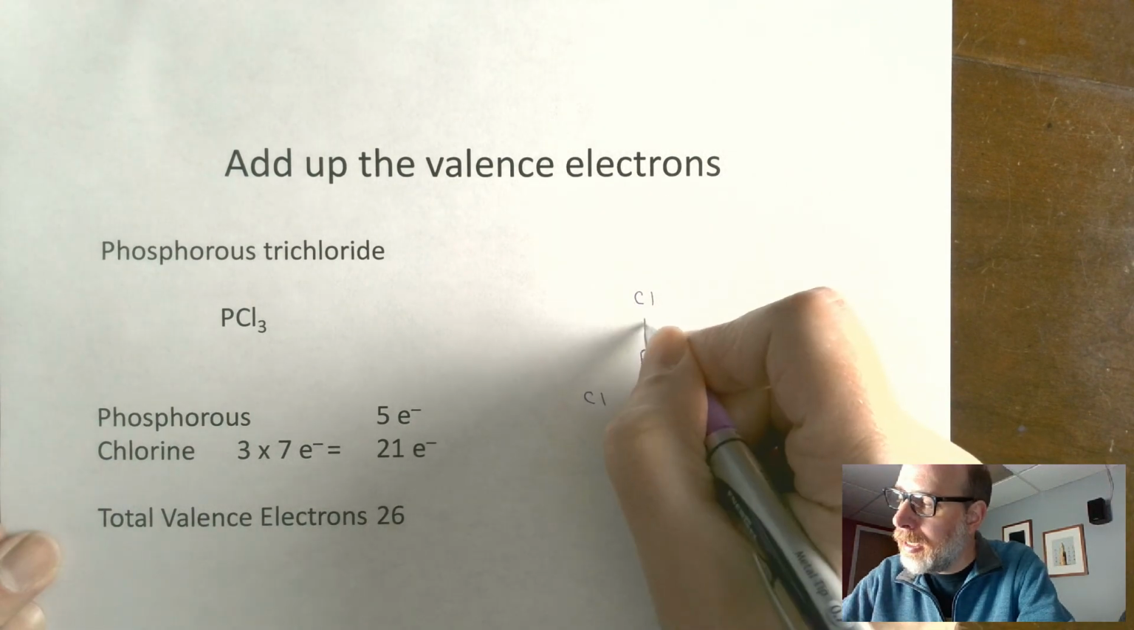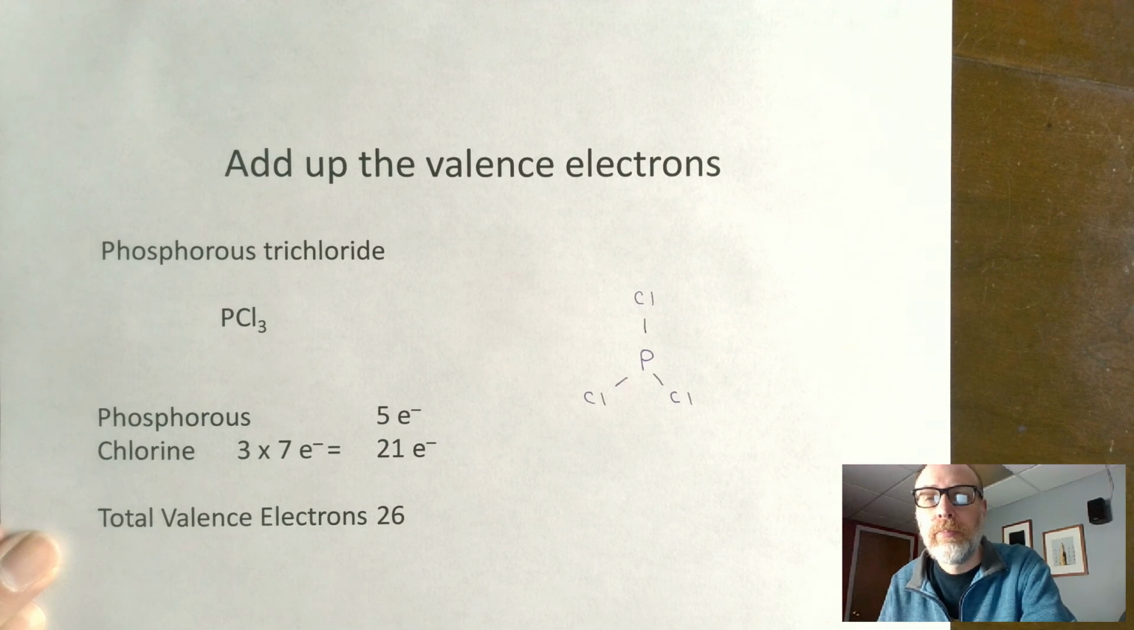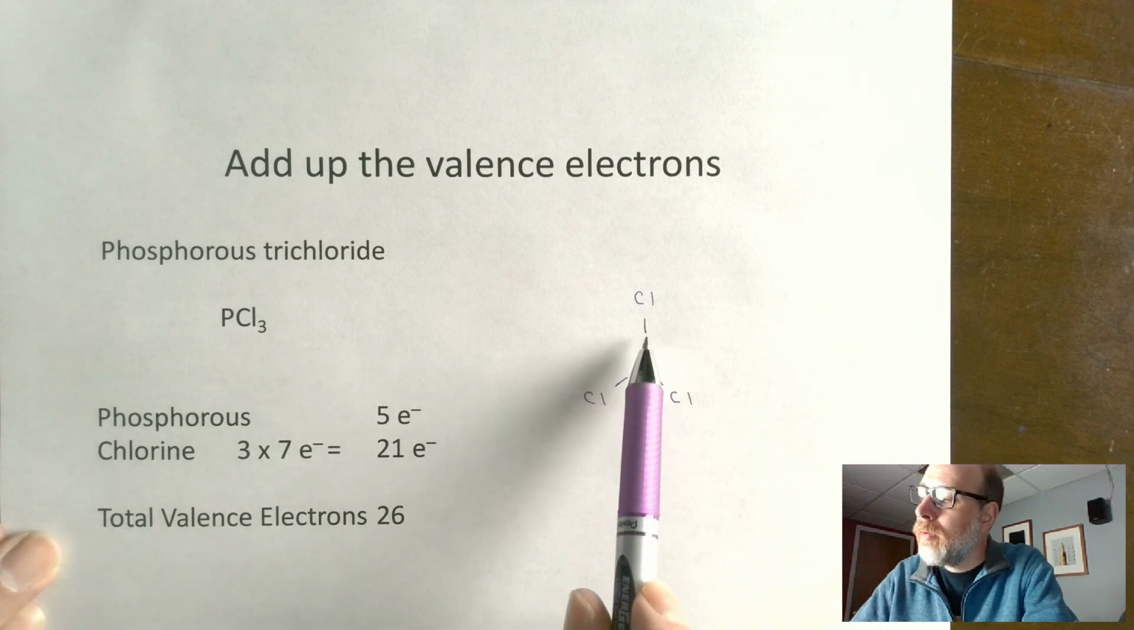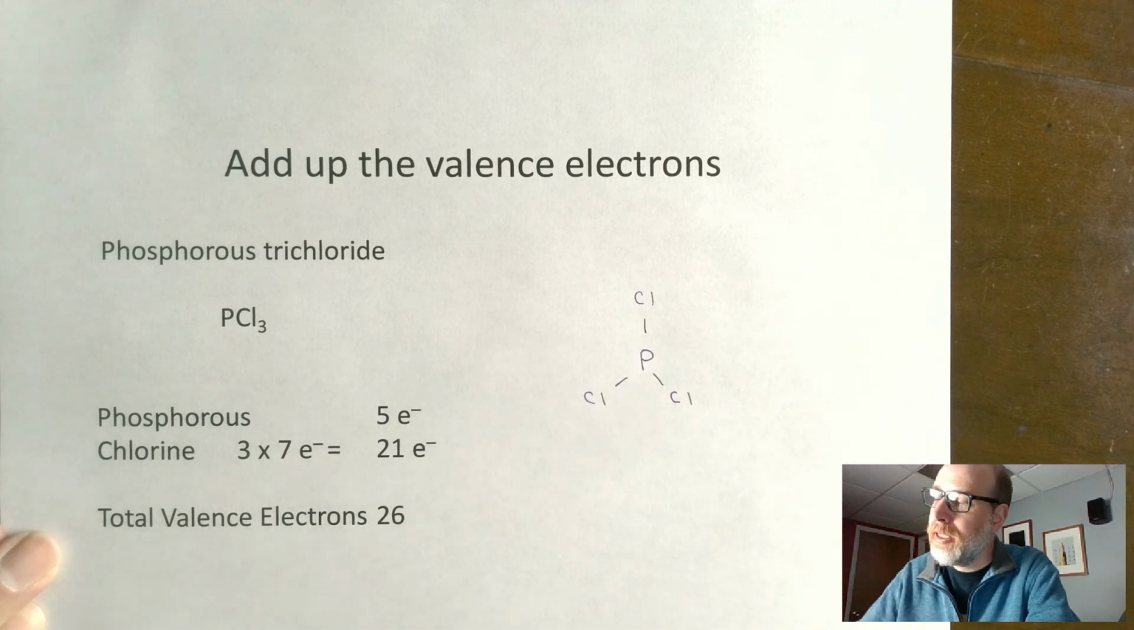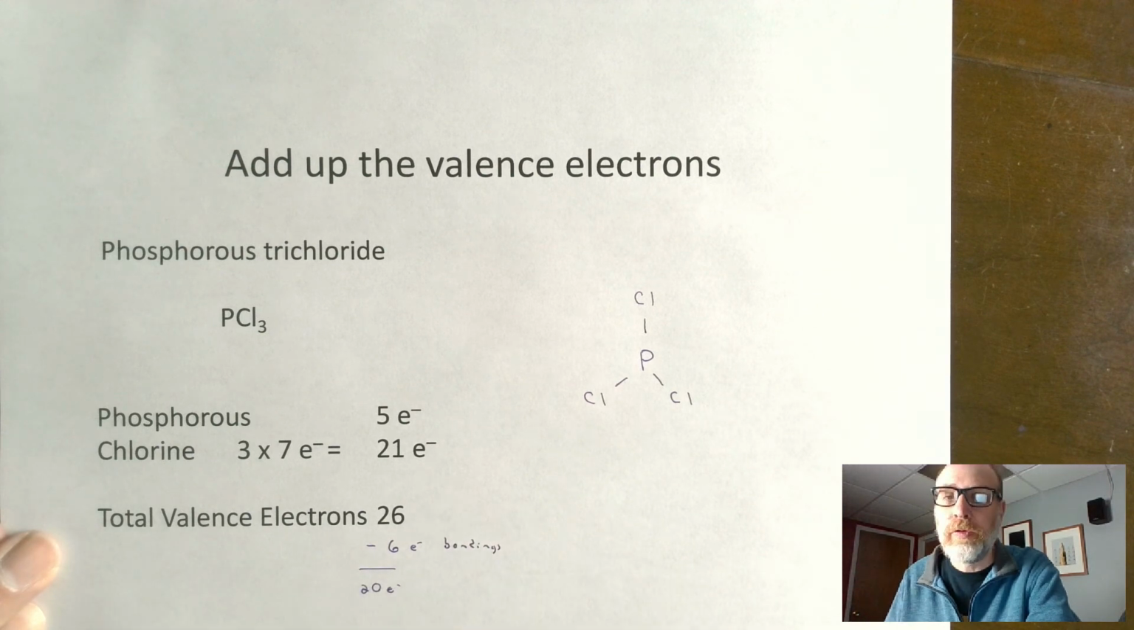And then I'm going to connect each of these together with a bond. Perfect. So we've got 2, 4, 6 bonding electrons. So we're going to subtract that from the total. 6 electrons from bonds. And we've got 20 electrons left over.